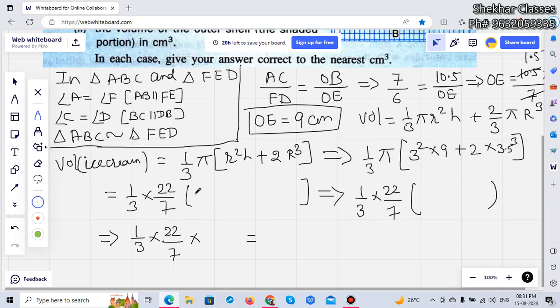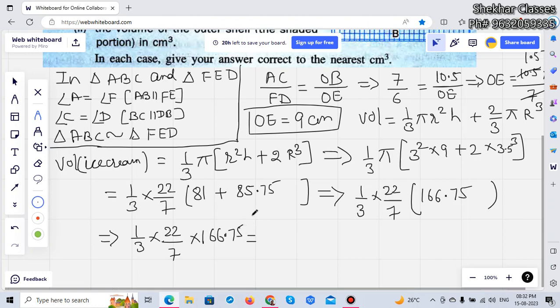3 3s are 9, 9 9s are 81, and plus 2. 3.5 cube is how much? 42.875, and 42.875 into 2, that will give you 85.75. 85.75, and in this we have to add 81 here, so we get 166.75.